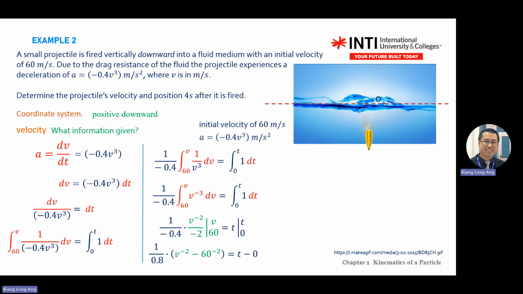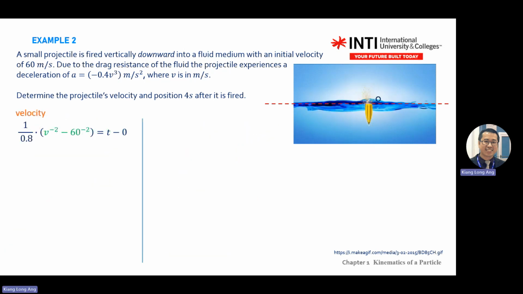Okay. Because you're substituting here, 60 minus power negative 2. Then here, t minus 0. Then you rearrange the equation, it depends on the question. This question asks you velocity, so you put velocity, v, on the left. If the question asks you time, then you move time to the left. So, okay, the rest is mathematics.